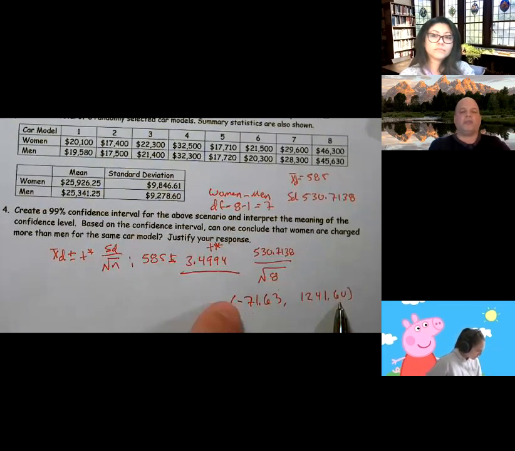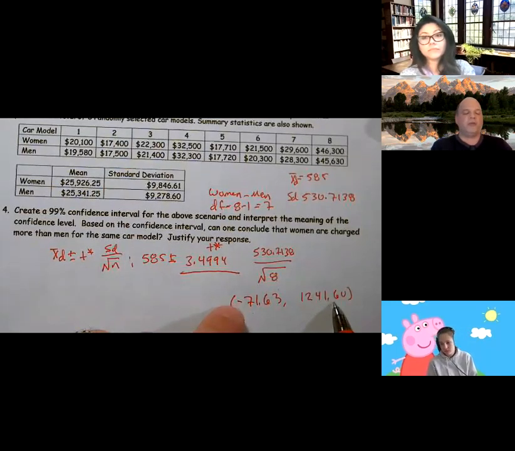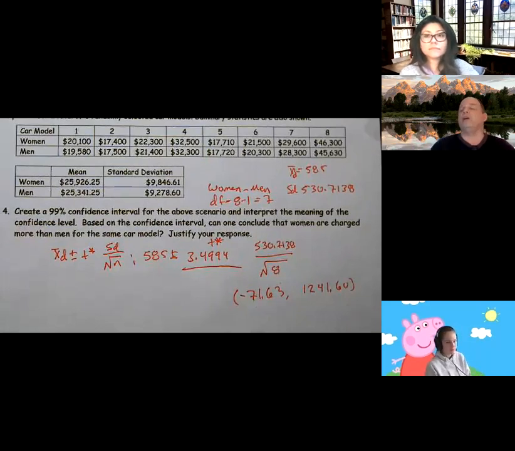And we're 99% confident that we've captured it, which means we're also 1% confident that we didn't capture it. If we did this an infinite number of times or for all possible samples, 99% of them would capture it. The intervals will be different. Every interval will be different for every sample, but 99% of them would capture the true mean difference, and 1% of them would not capture the true mean difference.